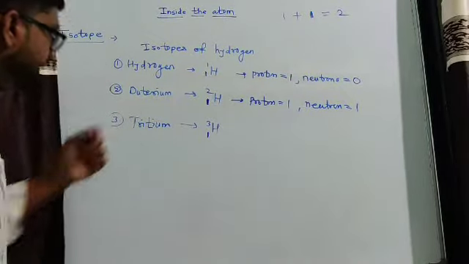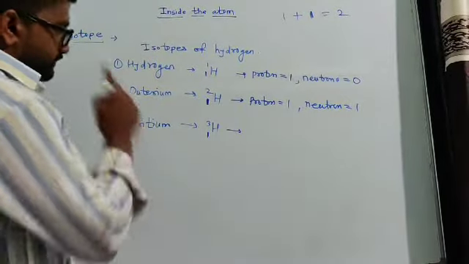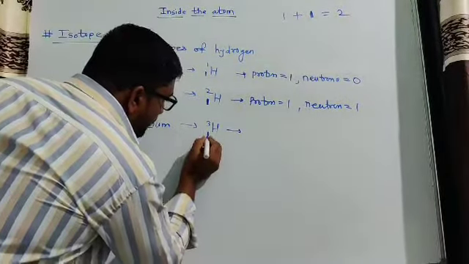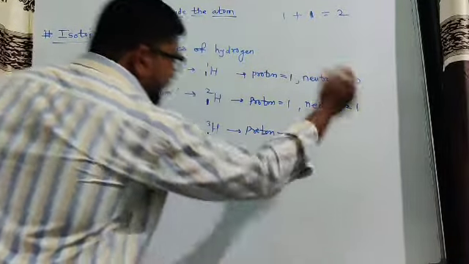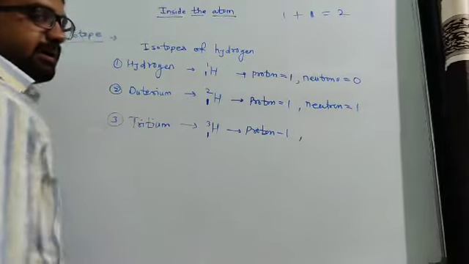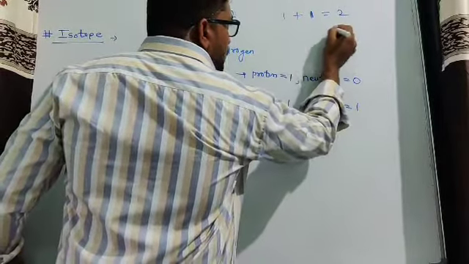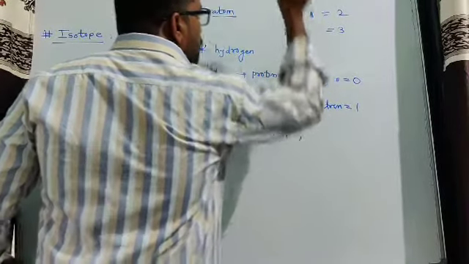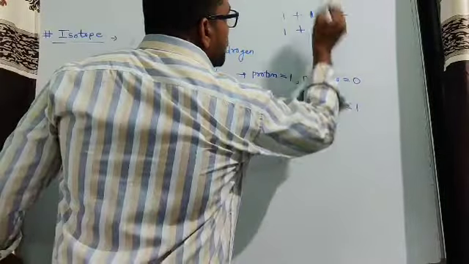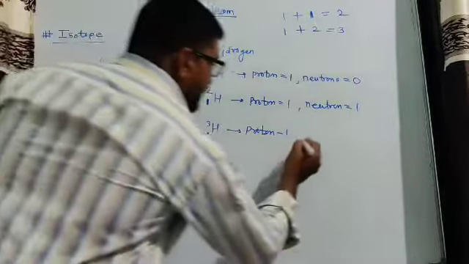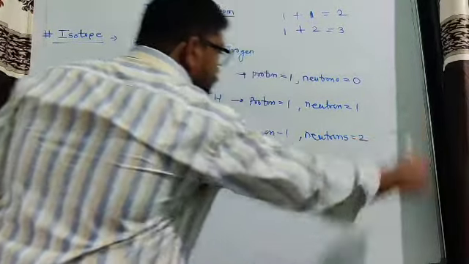Then tritium. In tritium, what happened? Look at the atomic number, it is 1, means protons are 1. Then the mass number is 3. Mass number is the number of protons, 1, plus how much is equal to 3? 1 plus 2 is equal to 3. So here neutrons are 2.